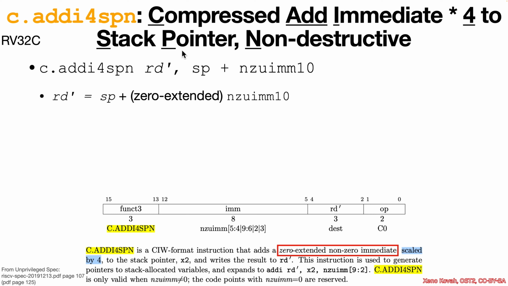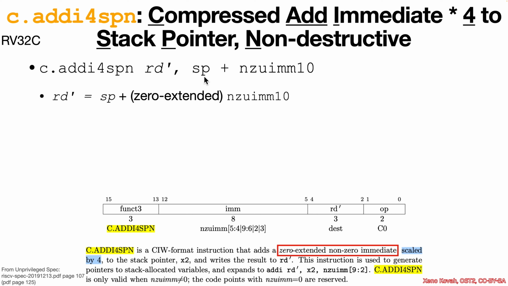So this is how I would describe this instruction using the conventions we use in this class. We have C.ADDI4SPN. We've got the destination RD prime. RD prime can only be specified by 3 bits, so that's going to be some subset of the 32 possible registers. You can't encode all 32 registers in only 3 bits. So some subset of registers, and take SP plus your non-zero, zero extended, 10-bit immediate, that is also scaled by 4, as we saw.